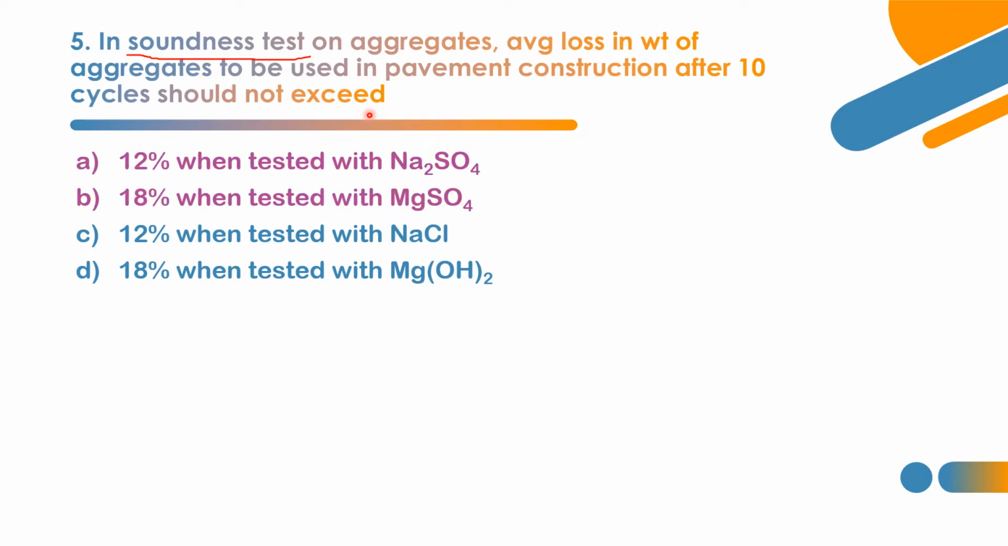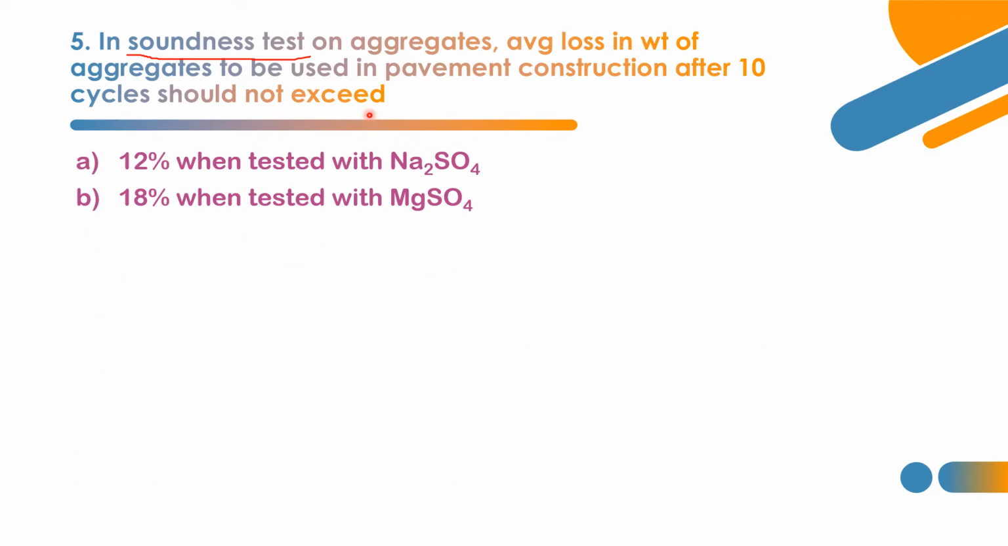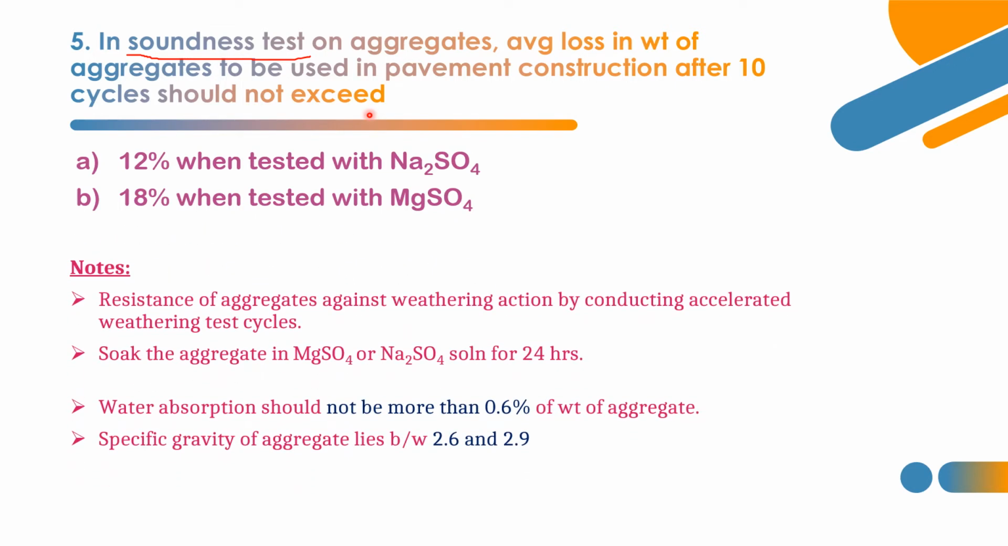Soundness means it is related to volume, like the volume of aggregates should not be lost. So average loss in weight of aggregates to be used in pavement construction after 10 cycles, 10 cycles means 10 times we are checking, should not exceed 12%. That loss in weight should not exceed 12% when tested with Na2SO4, and in case of MgSO4 it should not be greater than 18% loss. The resistance of aggregate against weathering action is checked by conducting accelerated weathering test cycles. That is the soundness test.